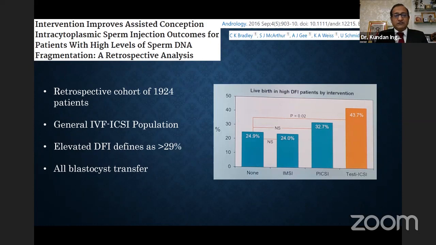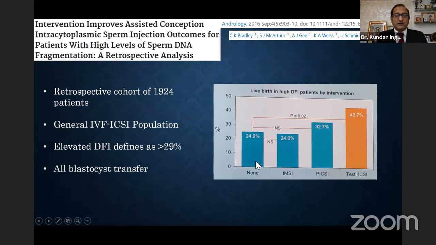Now, when we see such a patient who has high levels of sperm DNA fragmentation, in this retrospective analysis it was compared with 4 strategies. In group 1, absolutely no method was altered; it was the conventional way the sperm were selected. The second group was offered IMSI for selection of sperm. The third group underwent PIXI, and the fourth was testicular ICSI.